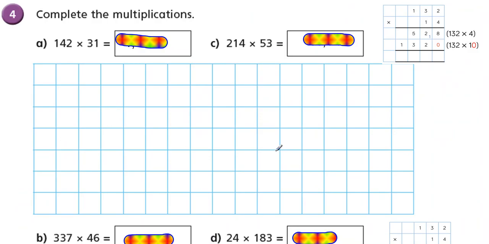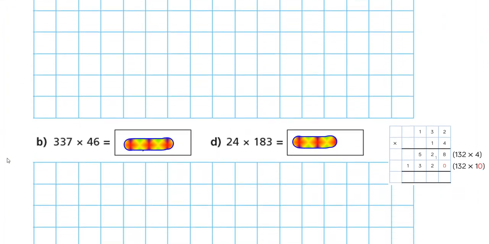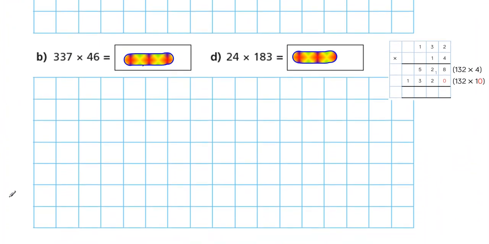Okay, so now we're just going to practice again. Here is some more practicing. Just take care because sometimes the 3-digit number's been put in a different place, but you can still use the same method. Try the first two, pause the video and try the first two, and then try the second two for me. So here's the first two, and here's the second two.